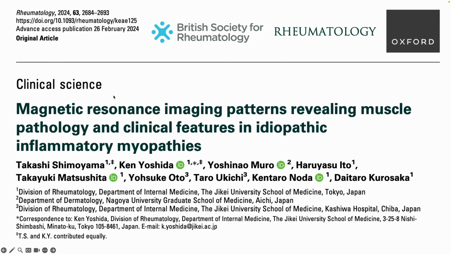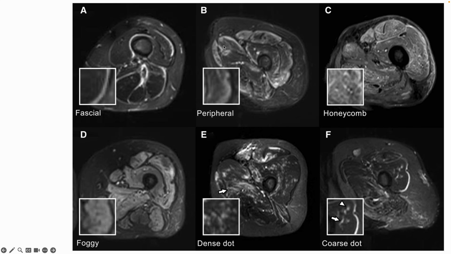And then there's been this paper, and this is a wonderful paper that you should read, and I think it's free to access if you're in India. From the perspective of MR and myositis, they have this picture. So they've now divided MR patterns into 6: facial, peripheral, honeycomb, foggy, dense dot, and coarse dot. And each of these typically point towards a specific myositis, and also give a direction to the prognosis and what further may need to be done.